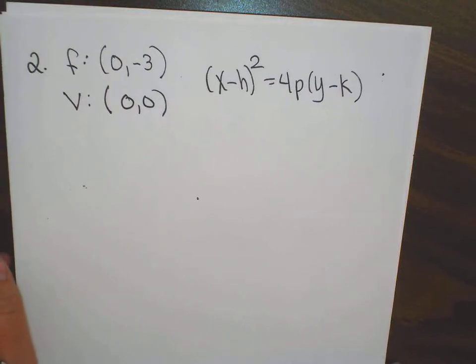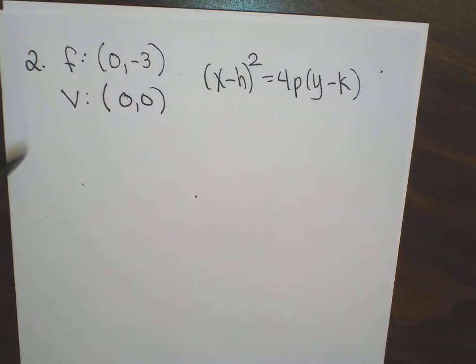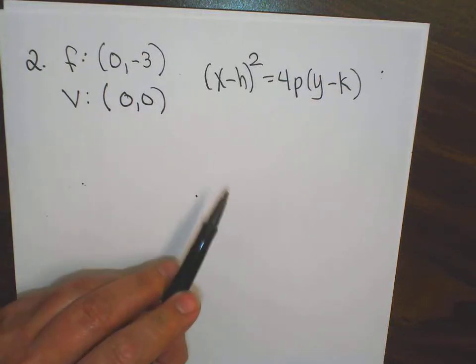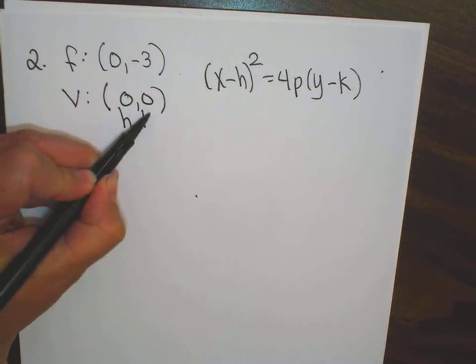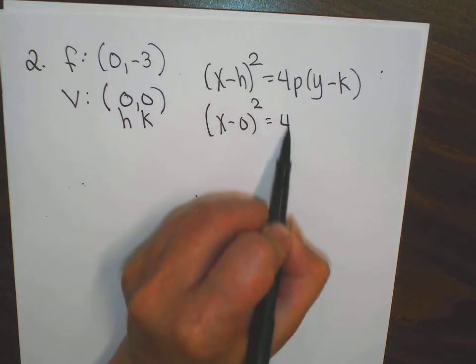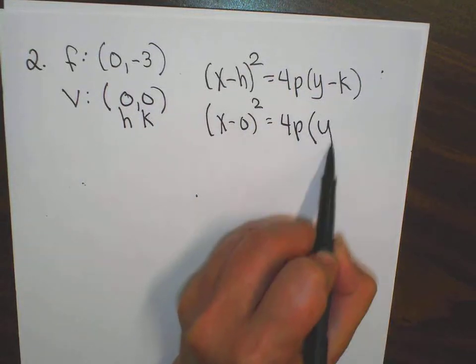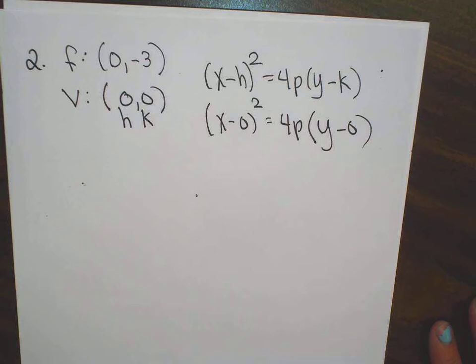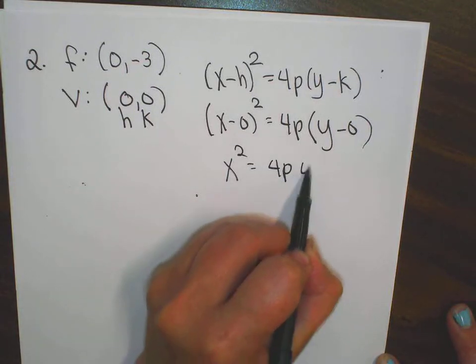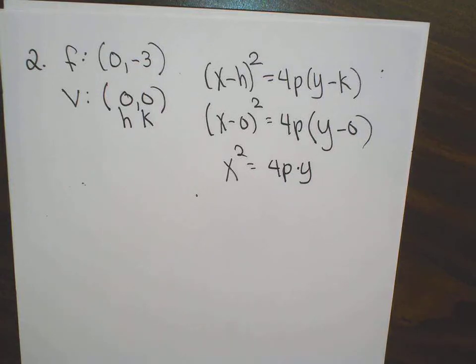Yeah. So I think it's a lot easier when we have the vertex and either the focus or the directrix, because the vertex always gives us what? h and k. So I have h and I have k. So (x minus 0) squared equals 4 times p times (y minus 0). So that would simplify to this: x squared equals 4py.